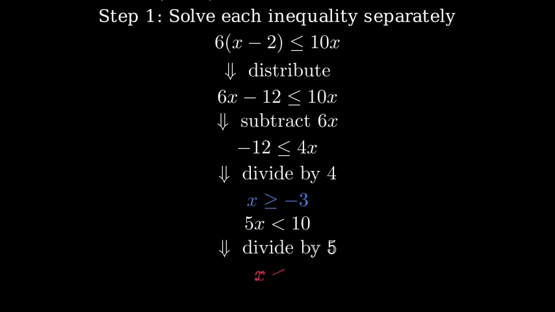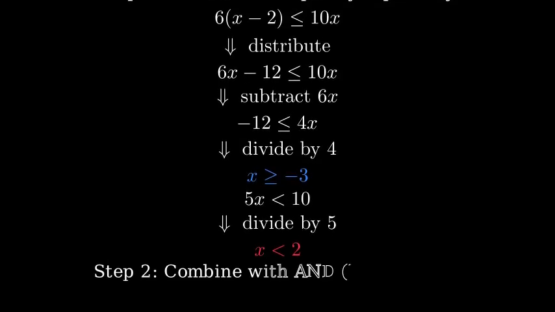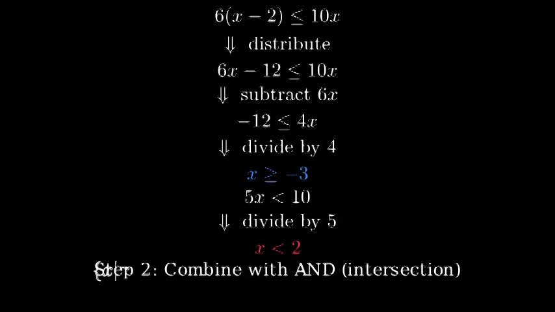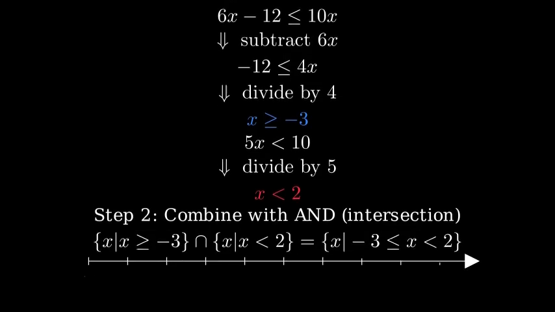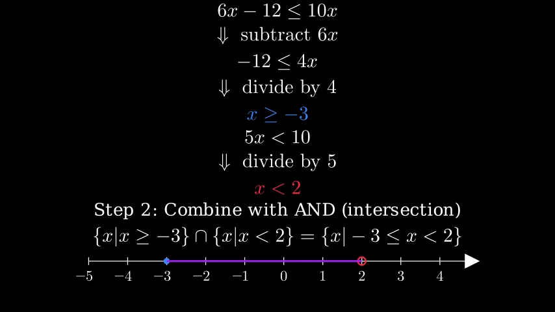For 5x less than 10, we simply divide both sides by 5 to get x less than 2. Since this is an and compound inequality, we find the intersection of our two solution sets. The intersection includes all values of x that satisfy both x greater than or equal to negative 3 and x less than 2. Let's visualize this on a number line. For x greater than or equal to negative 3, we have a closed circle at negative 3 with an arrow extending to the right. For x less than 2, we have an open circle at 2 with an arrow extending to the left. The intersection is the region where both conditions are true, which is from negative 3 up to, but not including, 2.